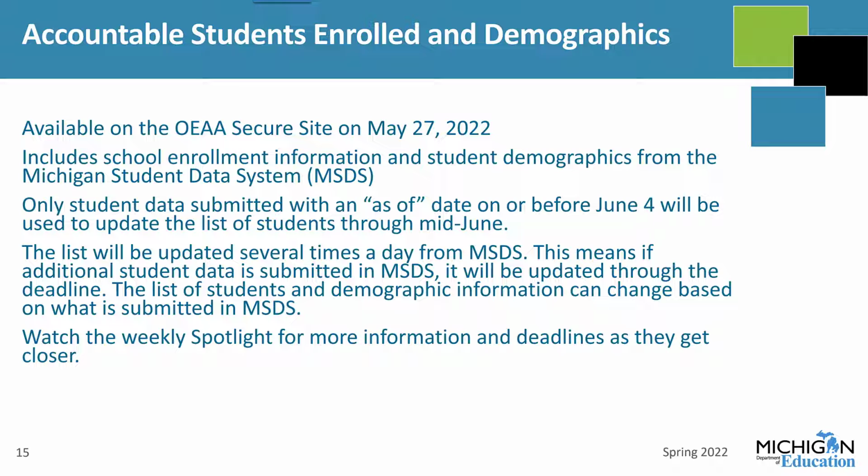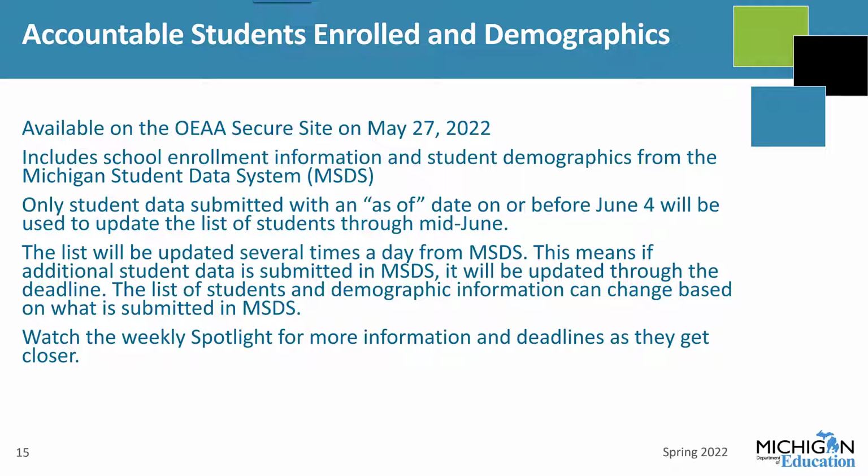The data on this screen comes from the Michigan Student Data System, or MSDS. Remember, the students listed here will be included in accountability calculations, so it's important that you verify the information. Student demographics will be used in assessment and accountability reporting. While schools can continue to update MSDS through mid-June, OEAA will only use student data with an as-of date on or before May 27th. That means that the data that is available on May 27th will be the data used in the accountability calculations. Make sure it's correct.